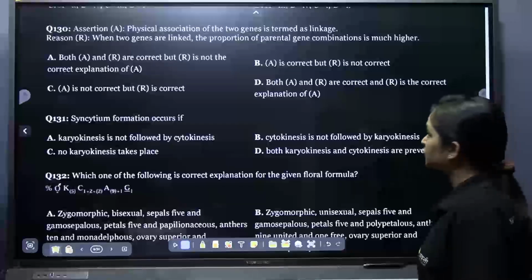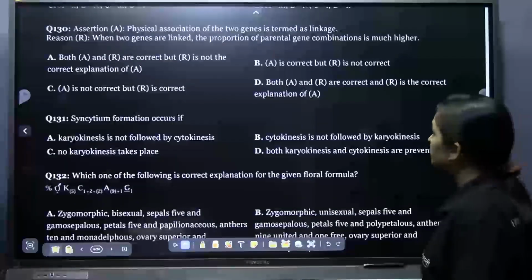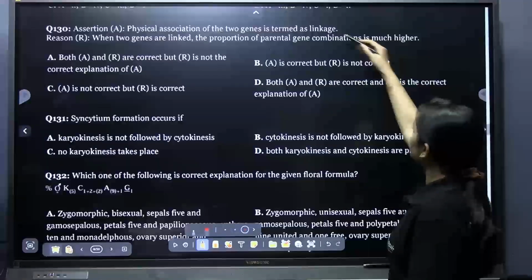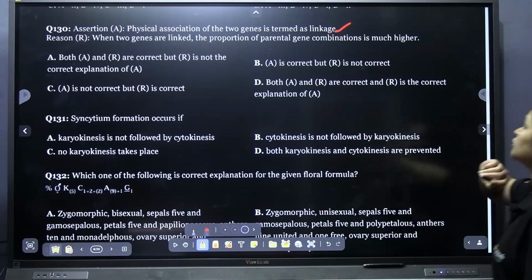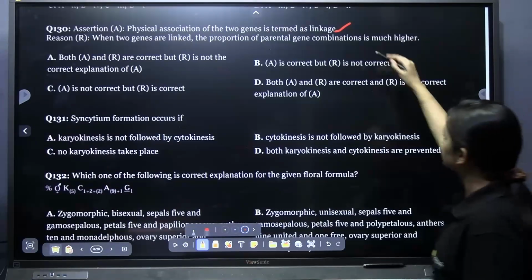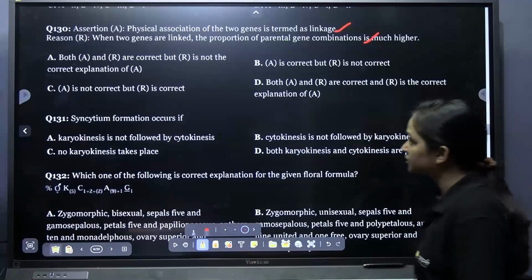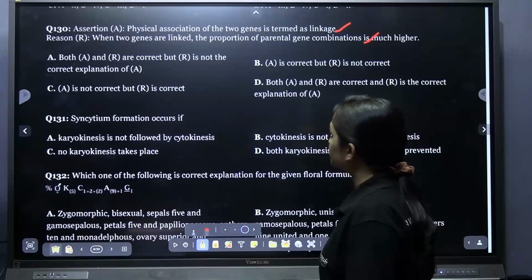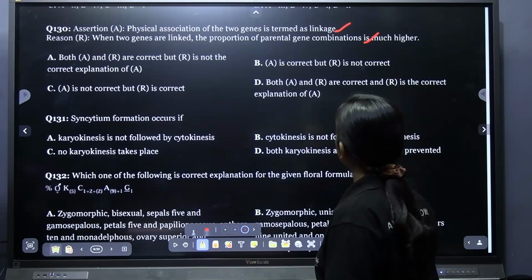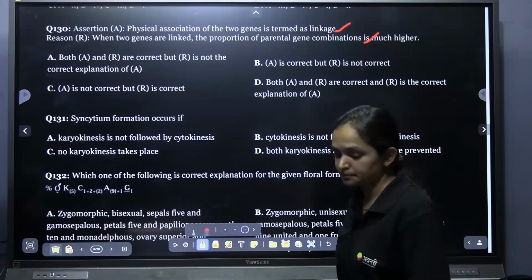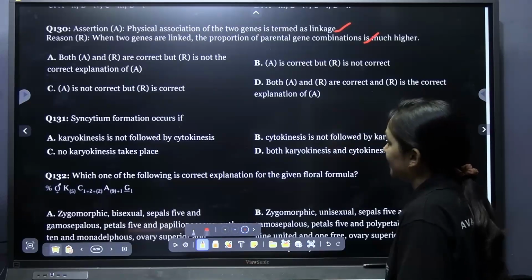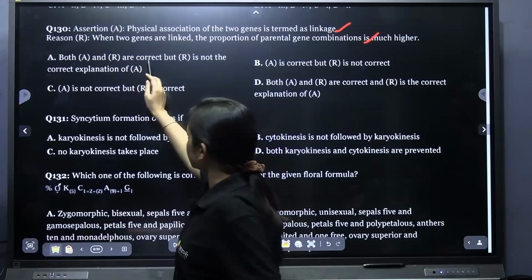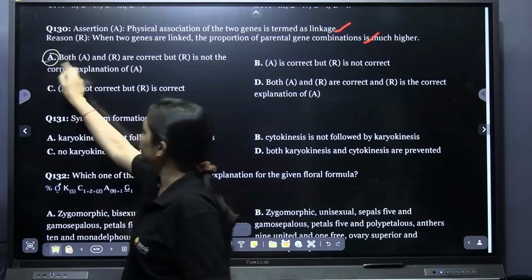Assertion: physical association of two genes is termed as linkage. Is it correct? Yes. When two genes are linked, the proportion of parental gene combination is much higher. Yes, this is also correct. So, in this assertion-reason type, is it the correct reason? The physical association of two genes is termed as linkage because when two genes are linked, the proportion of parental gene combination is much higher. Is it correct? No. So, it is not the correct explanation of the assertion, which means both A and R are true, but R is not the correct explanation of A.